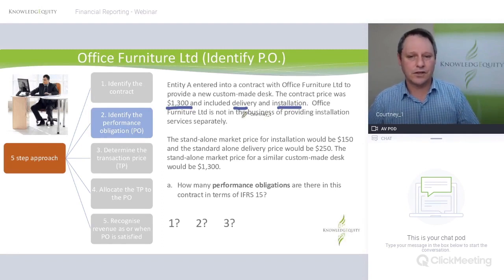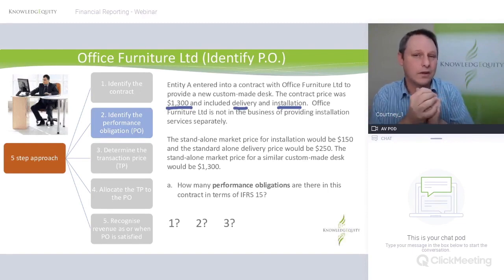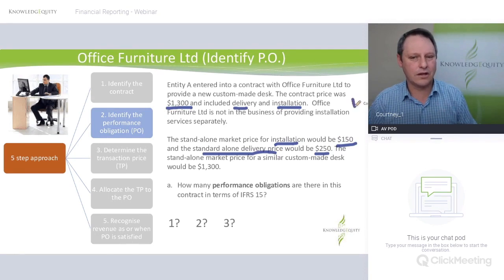So Office Furniture Limited is not in the business of providing installation services separately. So that's giving you a clue that that can't be unbundled. If you go into a restaurant, and I often use the example of the burger and the fries and the drink, if you can buy them all separately, they can be unbundled. But if you can only get one thing combined with another, then it's not. So the standalone market price for installation is $150. The standalone delivery price would be $250. But bear in mind, installation services are not provided separately by this organization.